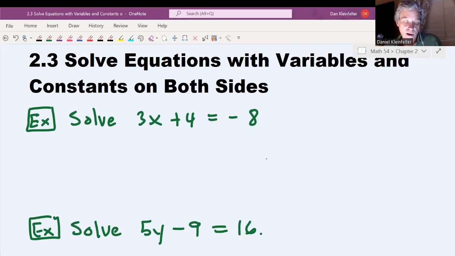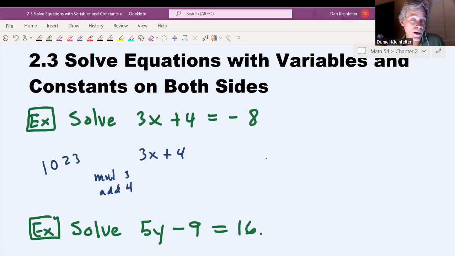Forget the -8 on the right side and take a look at the left side, which is 3x plus 4. Suppose that I told you that x was 1023, and I wanted you to calculate 3 times that plus 4, which you could do on paper, in a calculator, or in your head, I don't care. But if you were going to do that, what would you do? You would first multiply by 3, then you would add 4, right? According to order of operations.